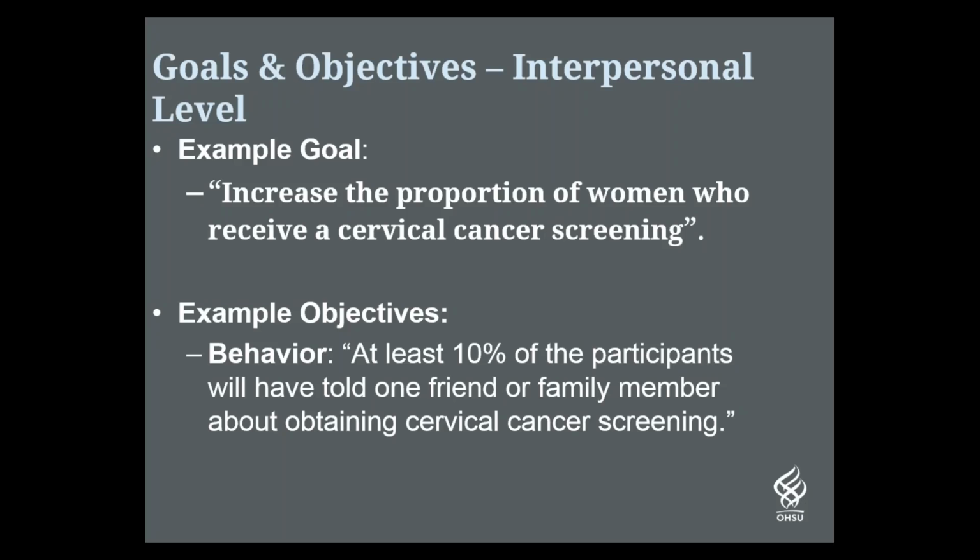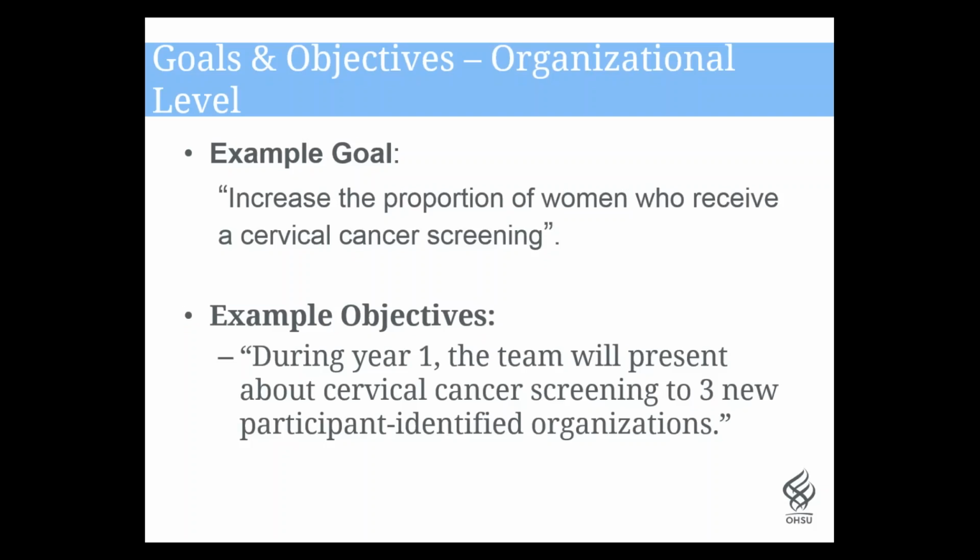You could also have goals at an interpersonal level. So you want to be able to measure whether people are talking to their friends and family about obtaining cervical cancer screening. Is the word spreading? This can be assessed through interviews and through surveys. And you can also look at this at an organizational level. So here you can actually say 3 new participants identified organizations that provide cervical cancer screening. So are you helping people understand that there are new organizations that provide this screening? What kinds of things can happen at the organizational level?